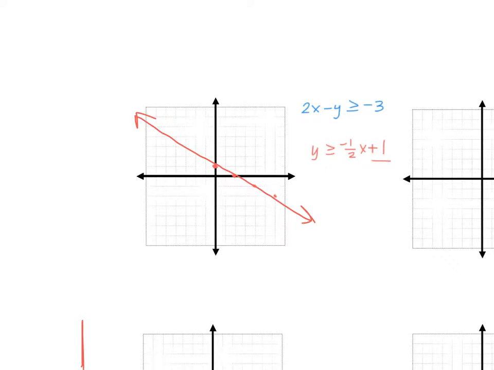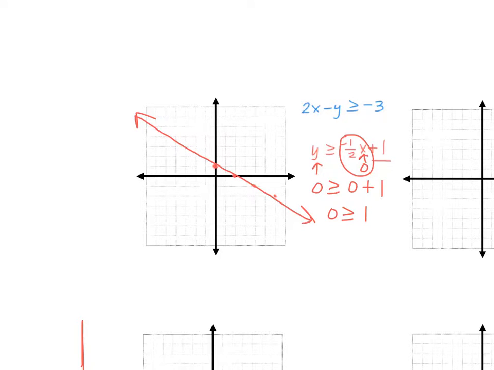So if y is greater than or equal to -1/2 x plus 1, plug in 0, 0 here. Plug a 0 in here, a 0 in here. So 0 is greater than or equal to, this is 0 plus 1. So is 0 greater than or equal to 1? No. So we don't want to shade where 0, 0 is, but we don't want to shade dark right now.